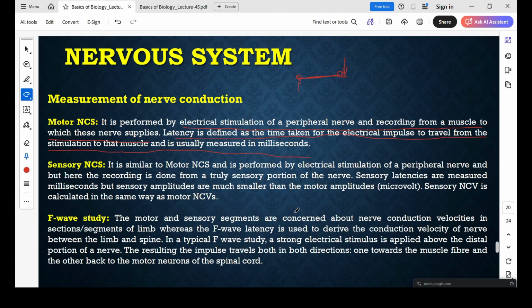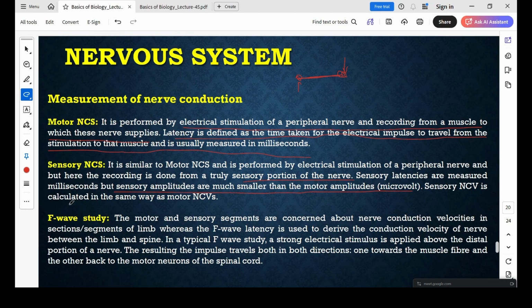Sensory NCS is similar to motor NCS, but the recording is done from the sensory portion of the nerve. Sensory latencies are also measured in milliseconds, but the amplitudes are much smaller than motor amplitudes, measured in microvolts.